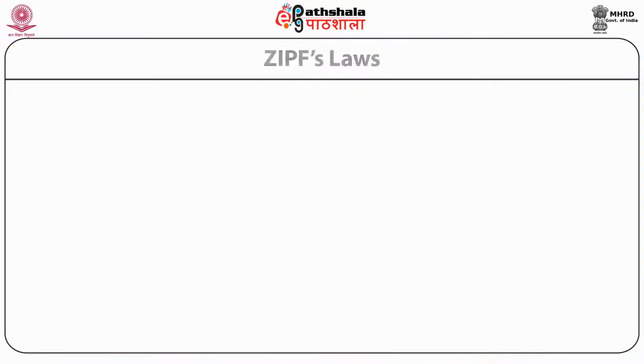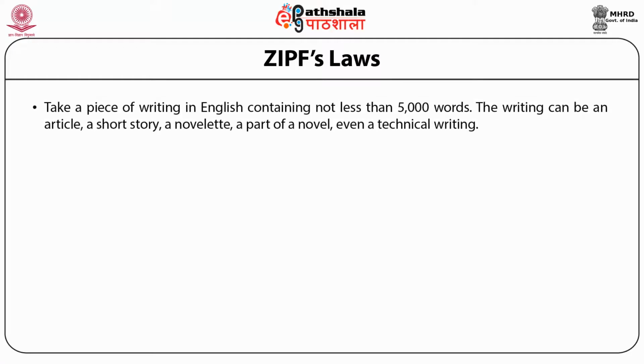It follows with any author, any language. You can try this, even with your own writing, and you will find that this law holds good. From here we are giving the steps one by one. Number 1, take a piece of writing in English containing about 5000 words. The writing can be an article, a short story, a novelette, a part of a novel, even a technical writing.